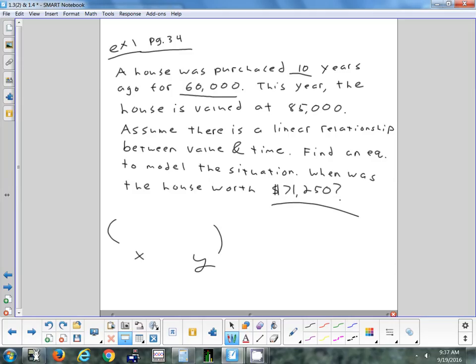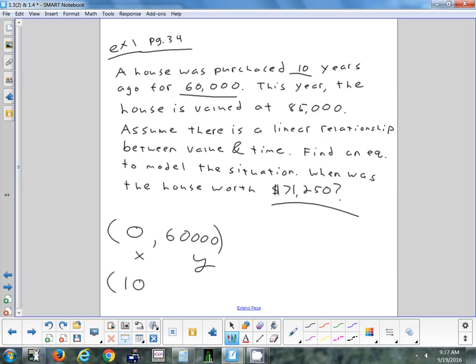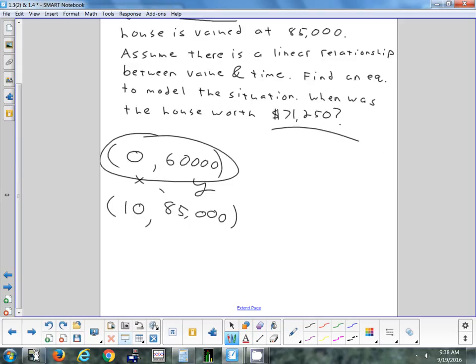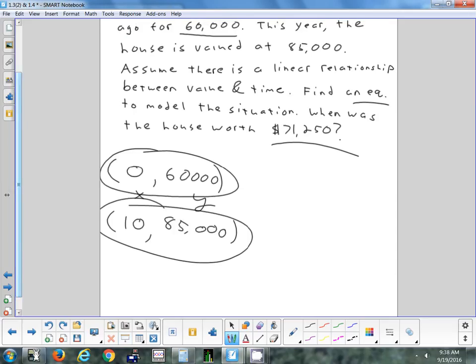So at one point in time, let's say before any time went by at all, what was the house worth at the very beginning? $60,000. And then 10 years later, when the time was at 10, what was the house worth then? $85,000. So there's my 2 things that I need to find the equation.